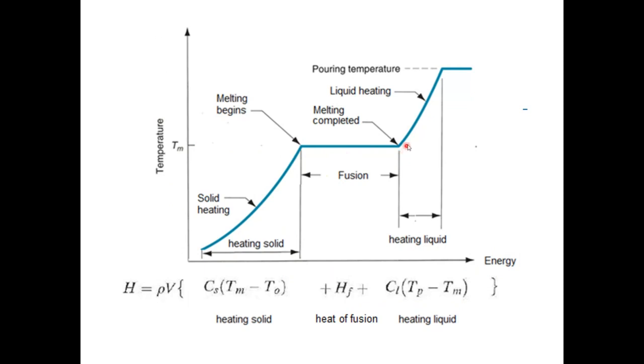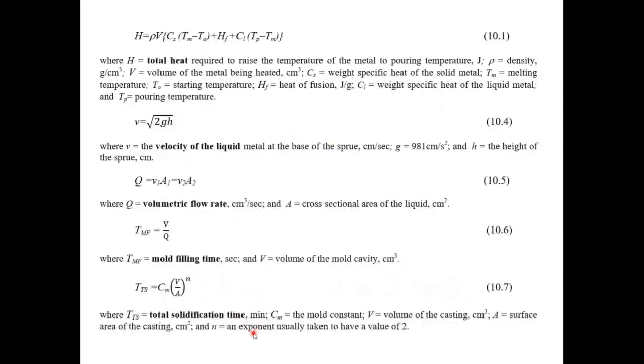And then as we add more energy, the temperature of the material increases and it reaches a certain temperature which is referred to as pouring temperature, and that is well above the melting temperature. And for each one of these sections, there is a certain amount of heat energy that is involved, and these are referred to as the three heat components, and those are all included in this equation right here.